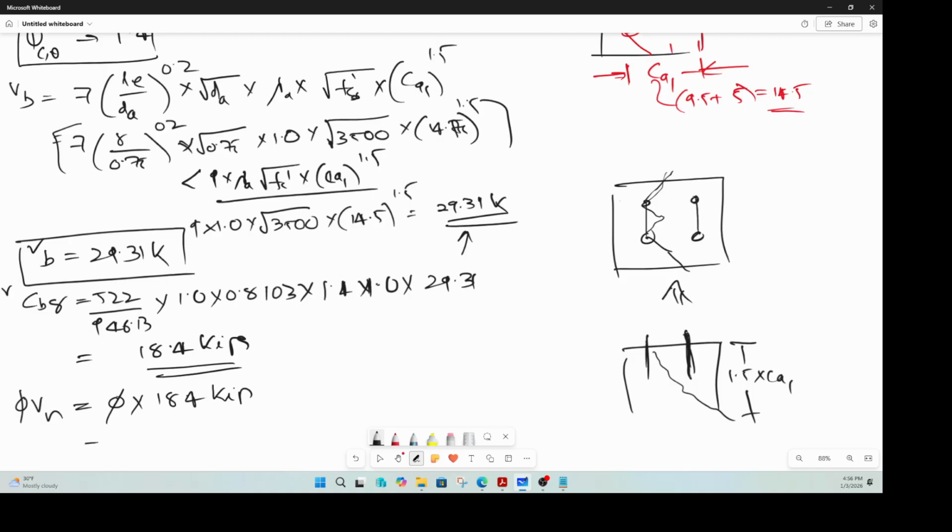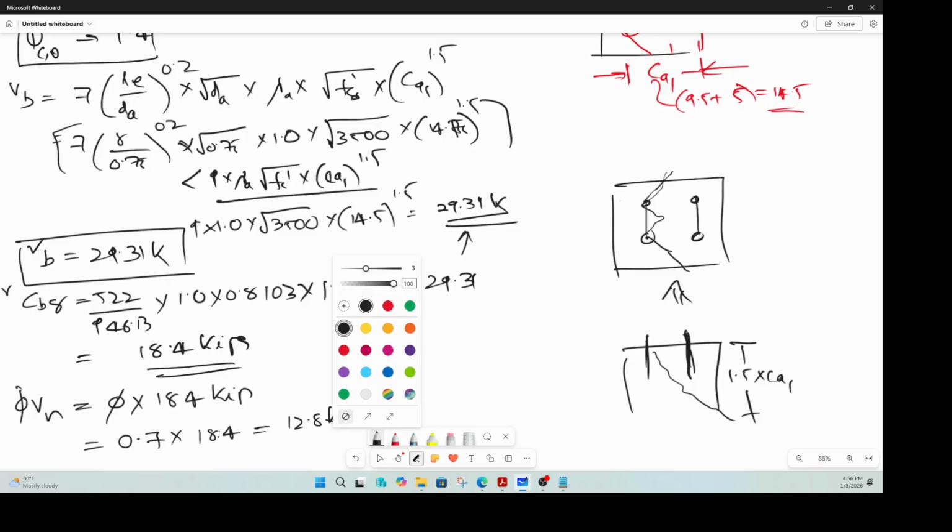Whenever there's a strength reduction factor, you need to see if the limit state we are talking about is in steel or in concrete. In this case, this is concrete, and there is no supplemental reinforcement. So if you go back to that section that I showed you earlier, you'll find that your strength reduction factor is that much. So you multiply that with 18.4, roughly 12.8 kips.